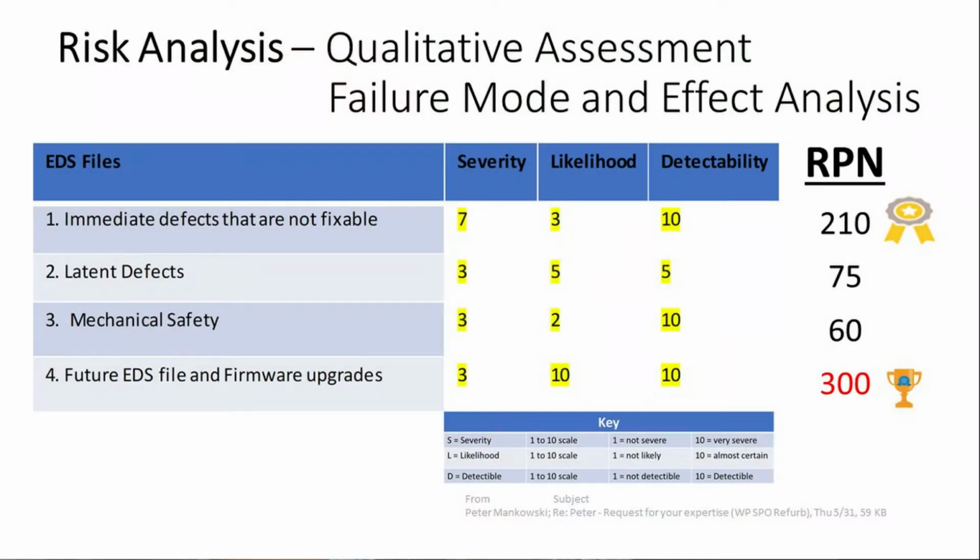We provided a qualitative assessment by way of the failure mode and effect analysis method, for which we provided rankings for severity, likelihood, and detectability based on a scale of 1 to 10 respectively. A risk priority number was calculated. The highest RPN in this example was the future EDS file and firmware upgrades.